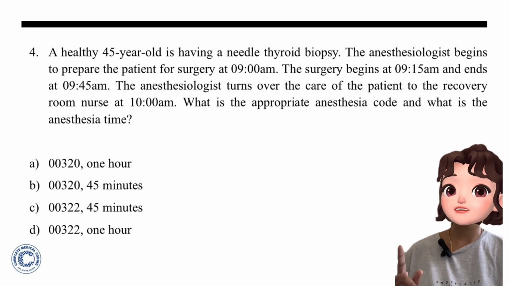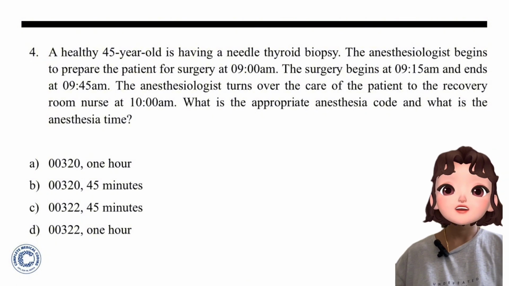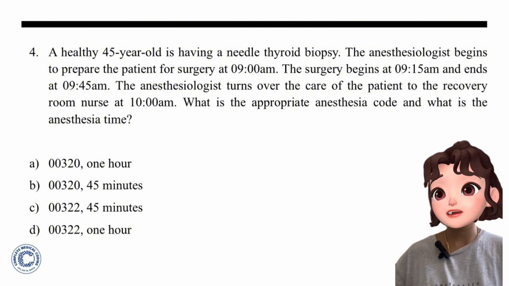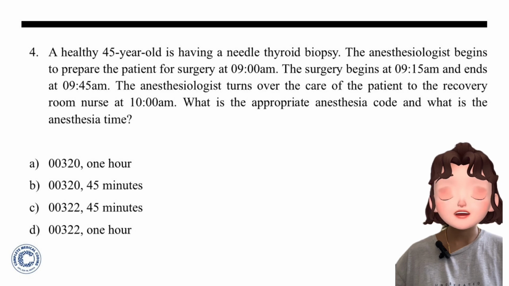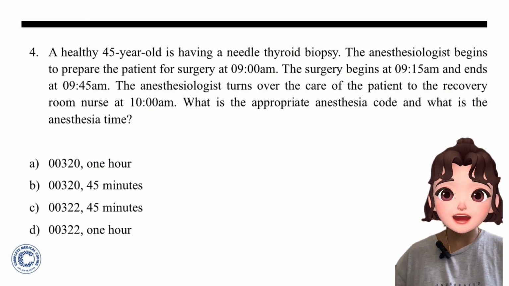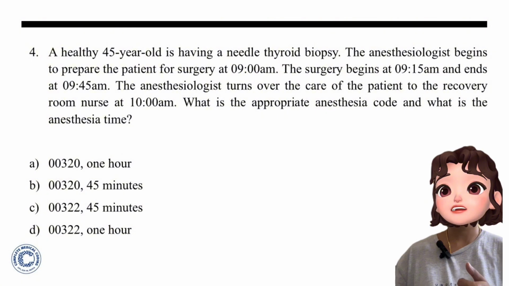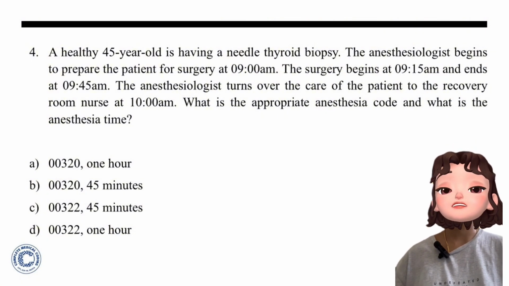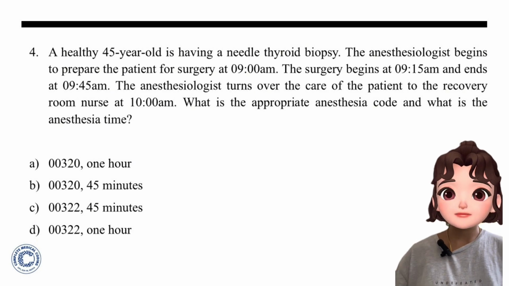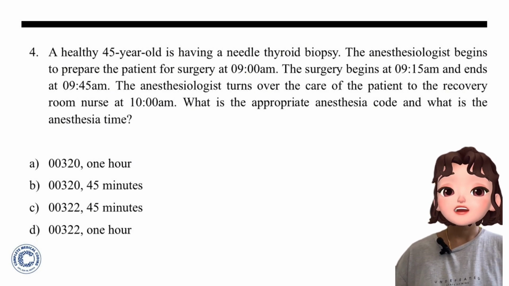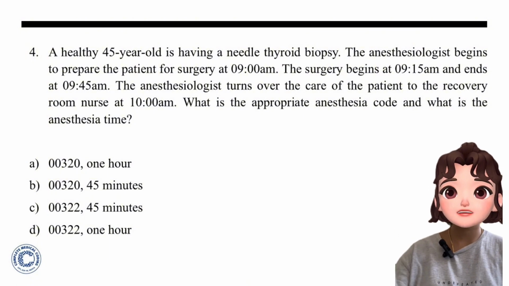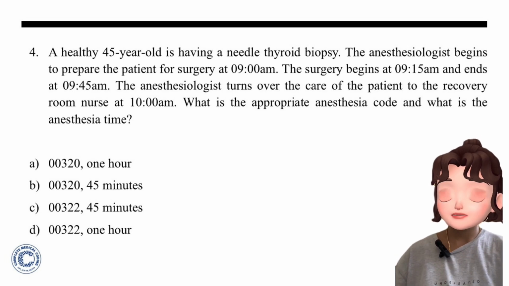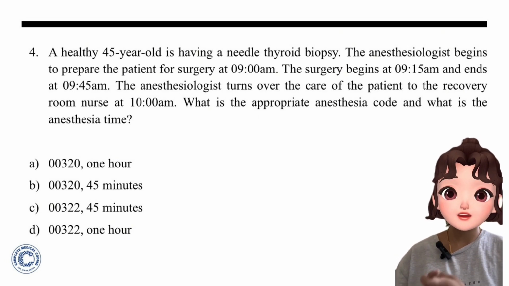That is why, to make you confused, they have given in options 45 minutes in one option and 1 hour in another. So if you check the anesthesia time, the beginning time, when the patient is prepared for anesthesia, is 9 a.m. Surgery begins at 9:15 and ends at 9:45. Don't think that surgery started at 9:15 and ended at 9:45, so that is the anesthesia time. No, that's wrong. Also, don't think that anesthesia is given at 9 a.m. and then surgery finished at 9:45, so anesthesia also finished. No, that is wrong. So 45 minutes is the wrong code, wrong answer.